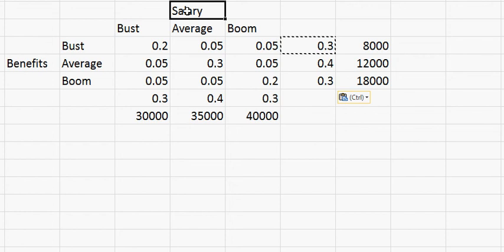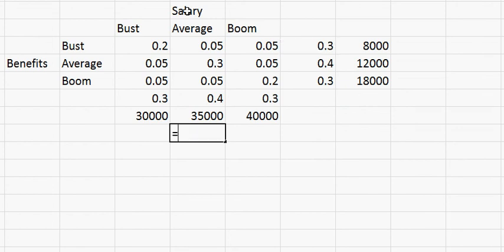Now notice for the covariance calculation, we need the actual values of x and y and not just the chance that they show up. So I have these 30, 35, 40, that's the salary, and then 8, 12, and 18,000 for the dollar value of benefits. Another number we're going to need for our calculations is expected salary and expected benefits.